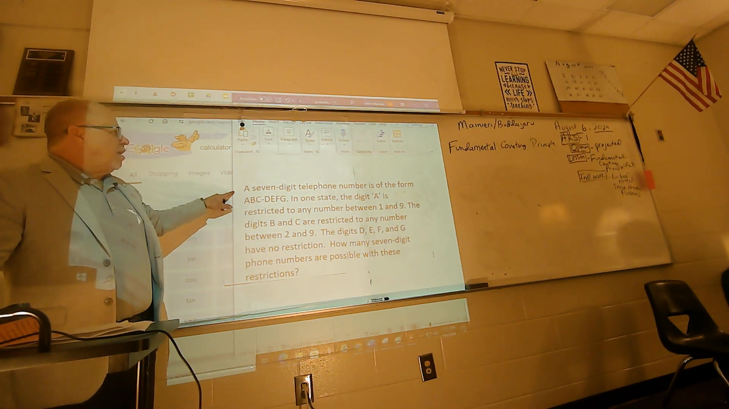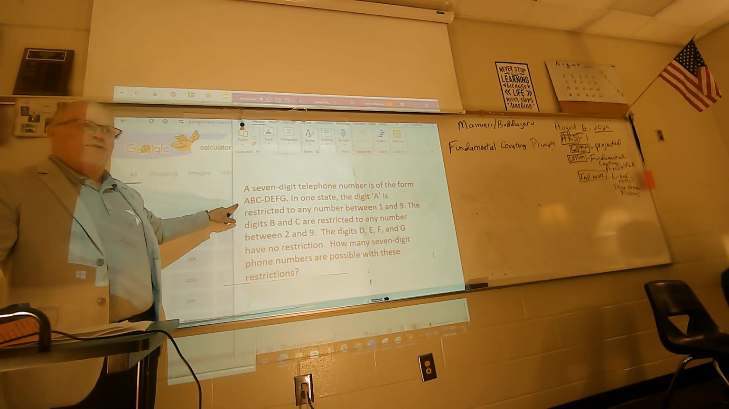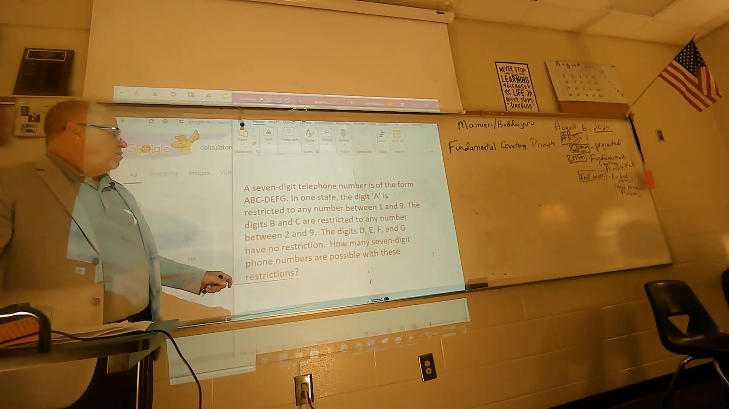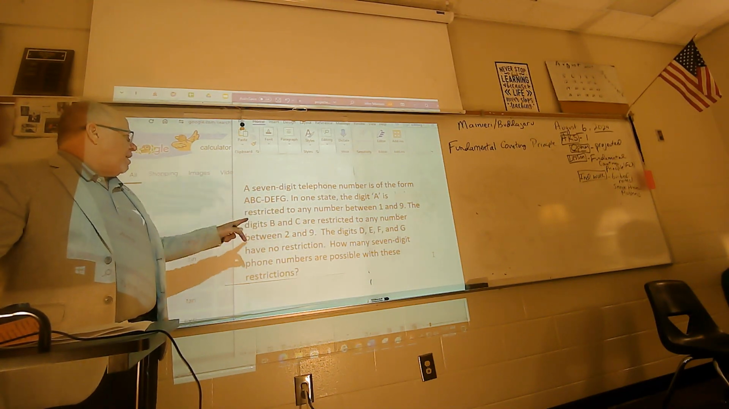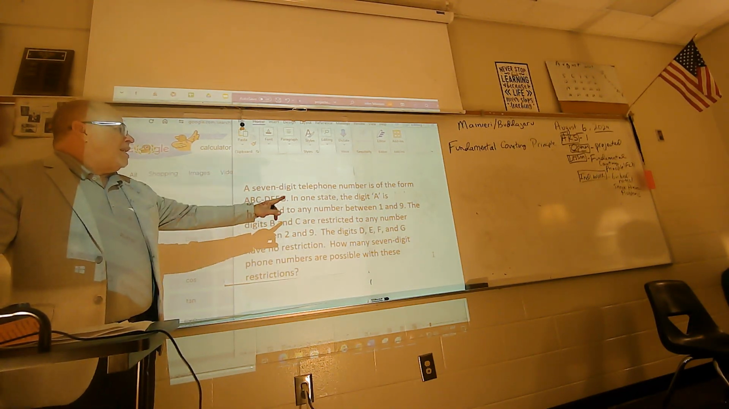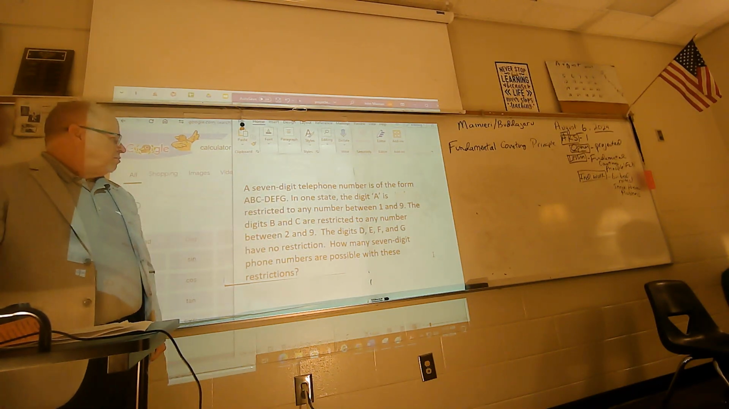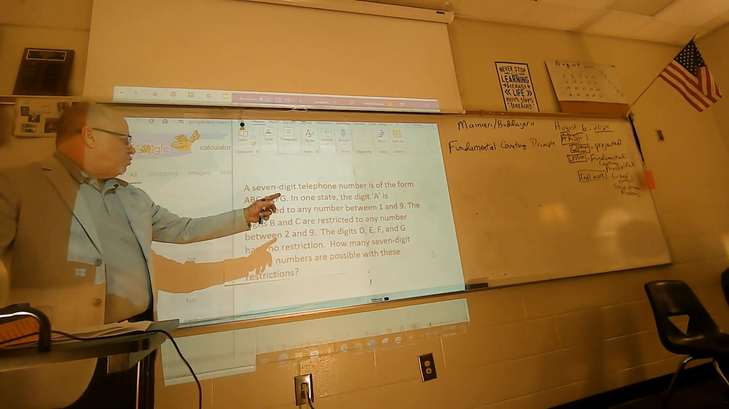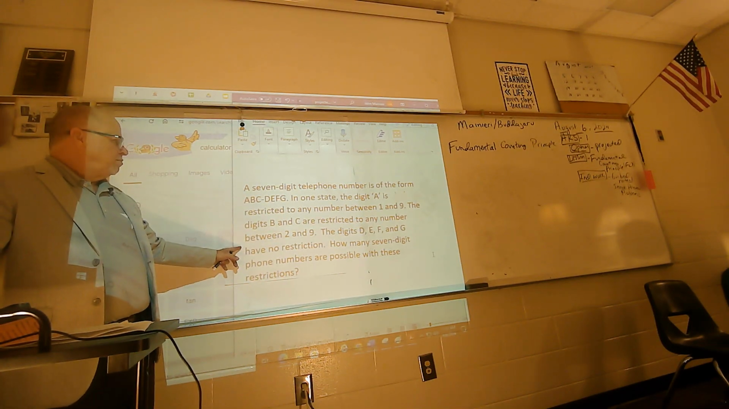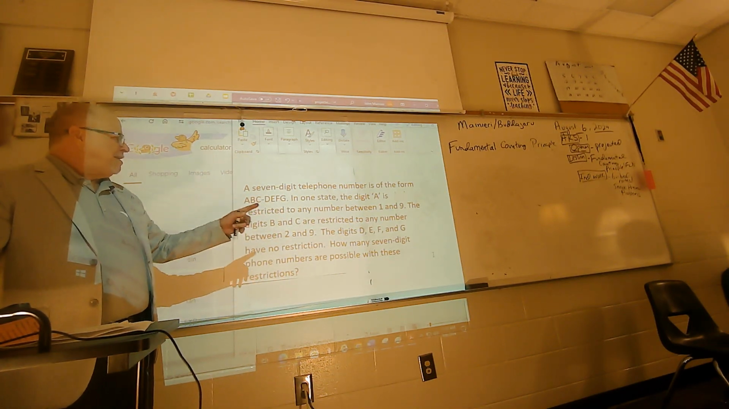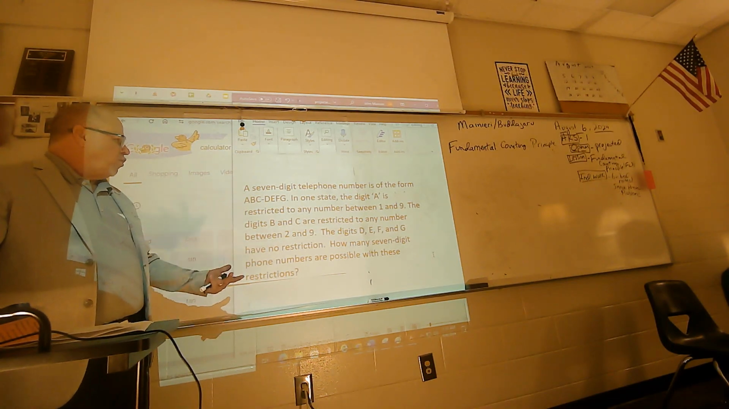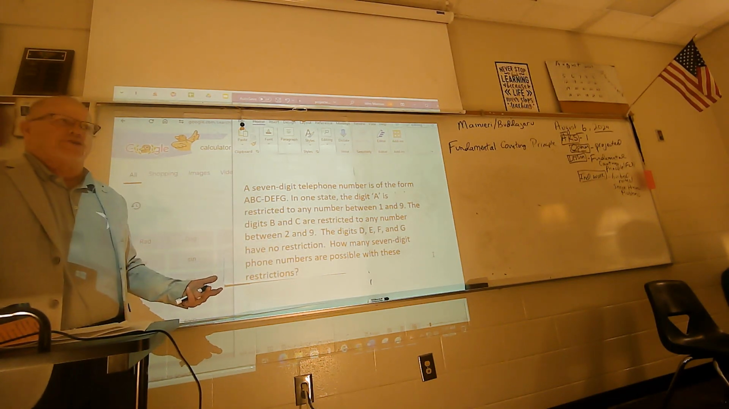Okay, a 7-digit telephone number is in the form of ABC-DEFG. In one state, the digit A is restricted to any number between 1 and 9. The digits B and C are restricted to any number between 2 and 9. And digits D, E, F, and G have no restriction. How many 7-digit phone numbers are possible with these restrictions?